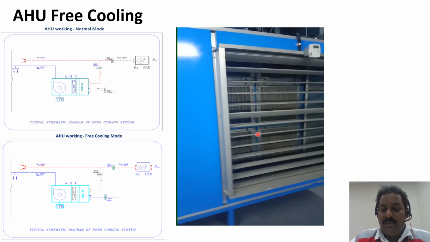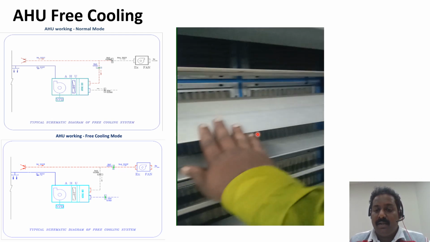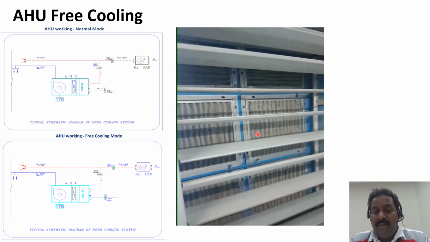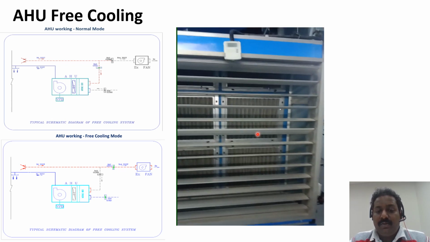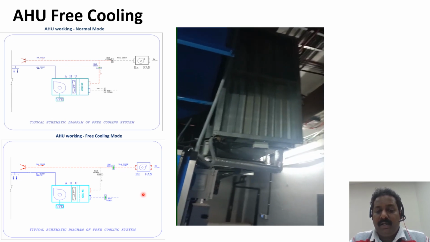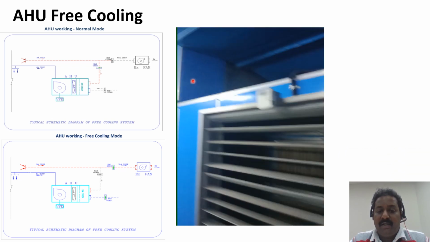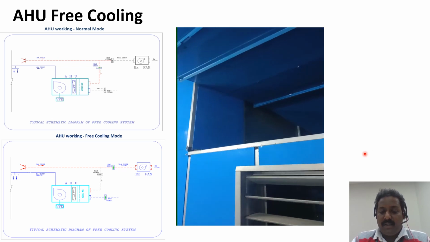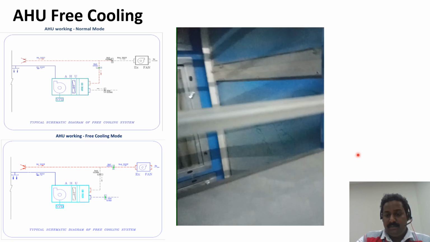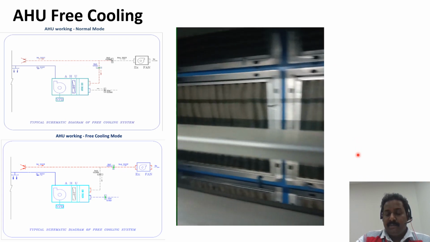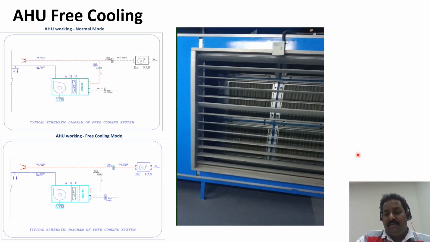It is connected with CO2 sensors and an ambient temperature sensor. Whenever CO2 and temperature are within the limits, it will give a command to all three dampers and the actuator. The actuator will be in closed condition, so this main damper will be closed to avoid return air entering. All return air will exhaust through this exhaust duct, and the supply air will enter this chamber and pass through the AHU unit. Again, the pre-filter is MERV 8 and the back filter is a MERV 13 filter.